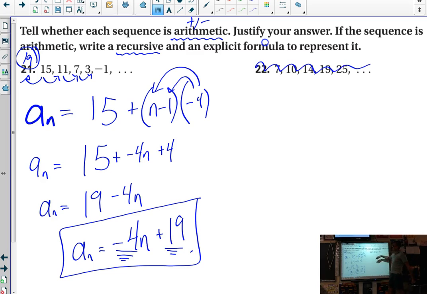But if we look at 21 still, I could say to get the value, so a of n or a sub n, I take the previous term and do what to it? For that function over there, 15, 11, 7, 3, you subtract 4. That's your recursive. Seriously. That's all you do for recursive. The previous term and the behavior that happens.